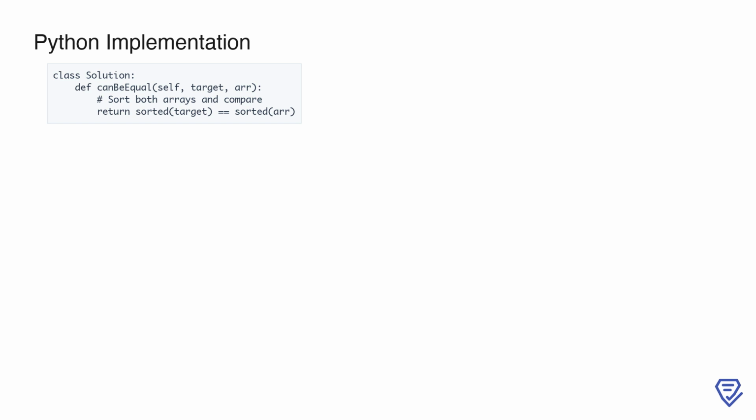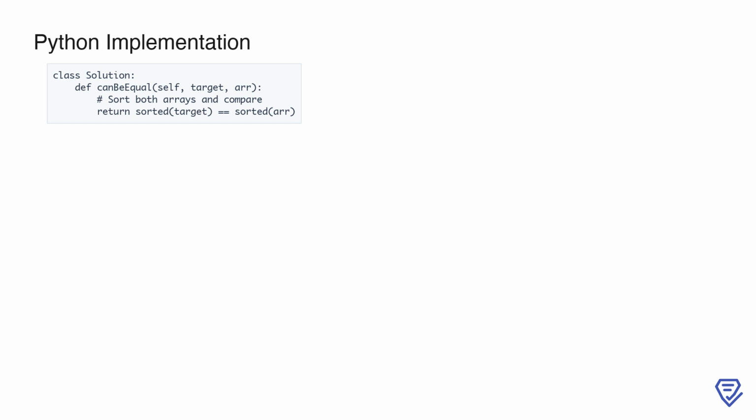The problem requires checking if we can make two integer arrays, ARR and target, equal by reversing any subarray of ARR as many times as needed. The key observation here is that reversing subarrays does not alter the frequency of elements in the array, it only changes their order. Therefore, if ARR can be rearranged to match target, their sorted versions will be identical.